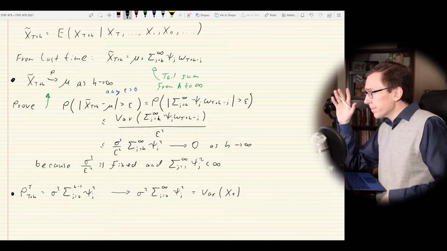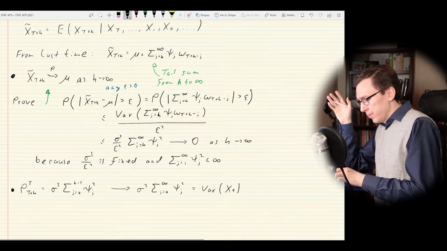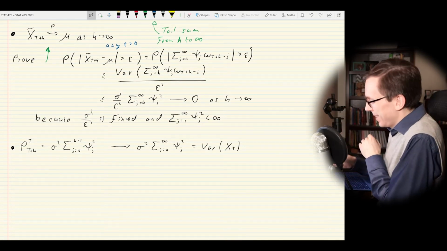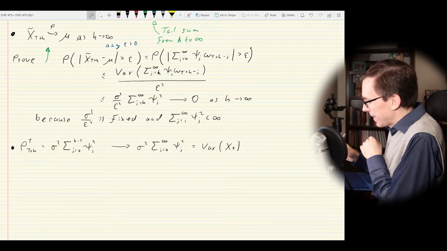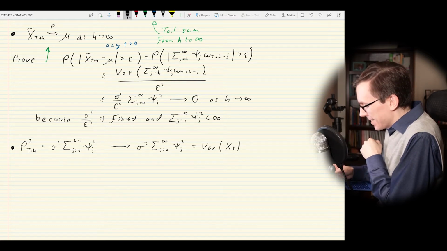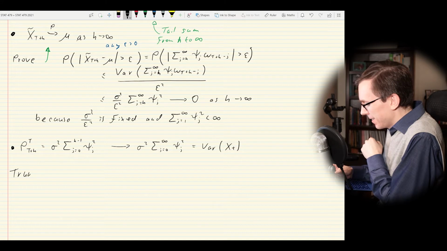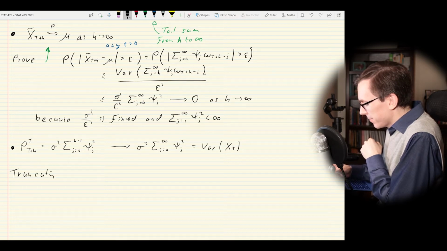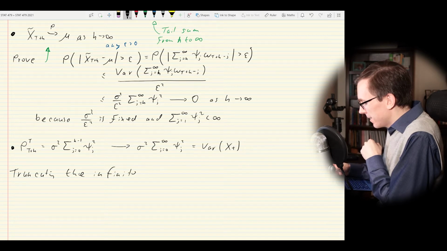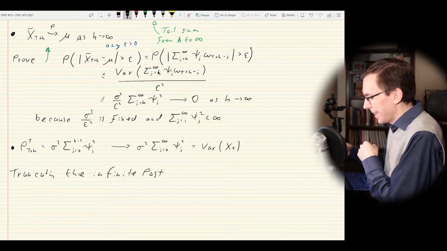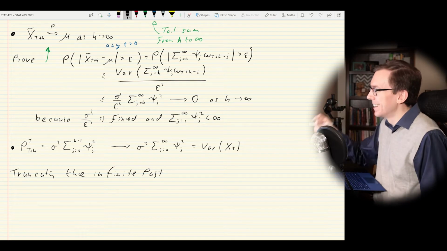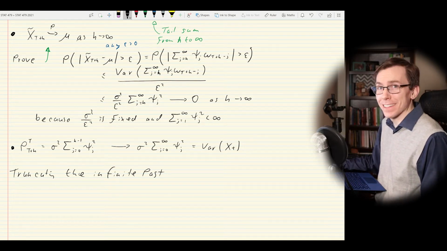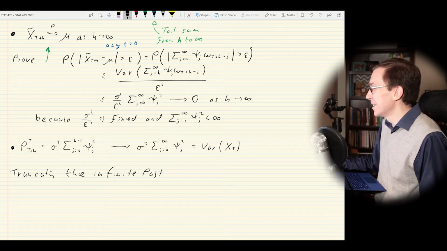Now, all right, so what do we do with the fact that we're working with x tilde and not x hat? So this is the section called truncating the infinite past. Seems like a good title for a short story or something, if anyone's a fiction writer out there. Anyway, so what are we doing?